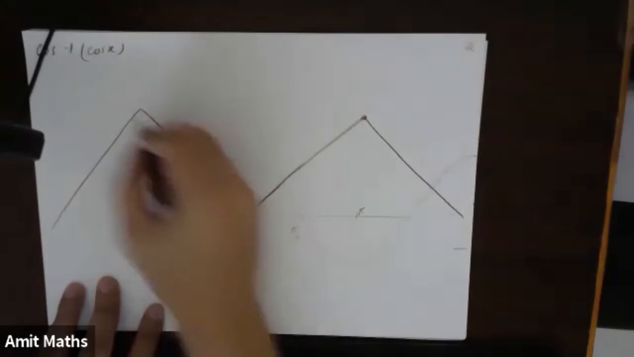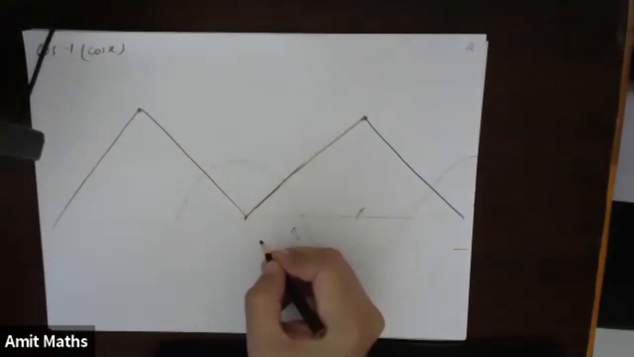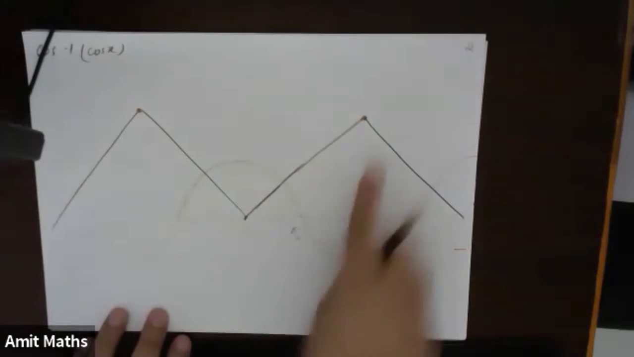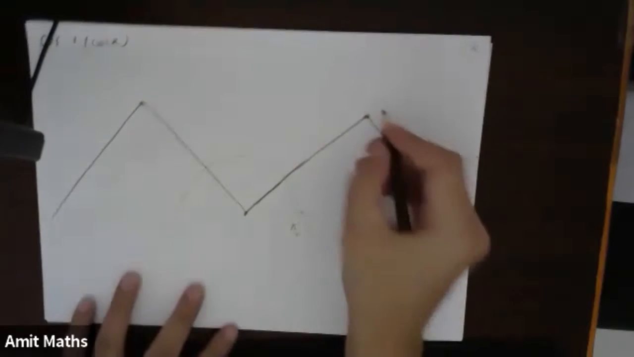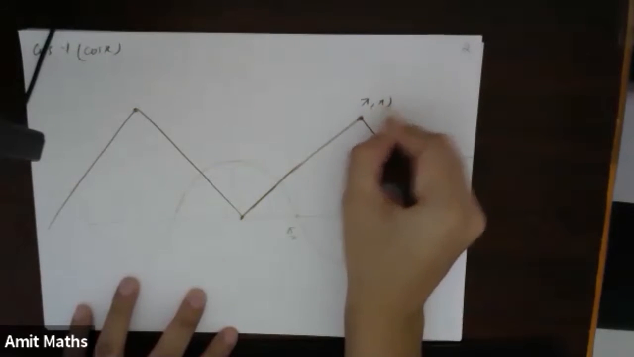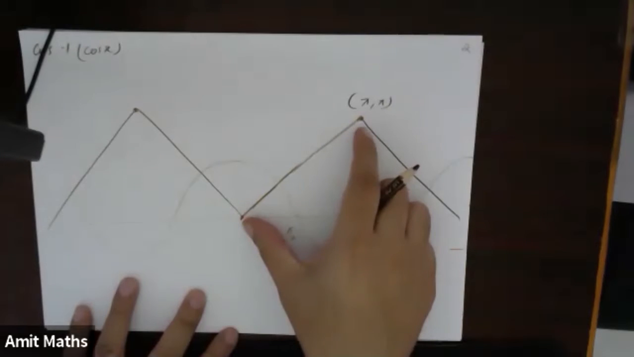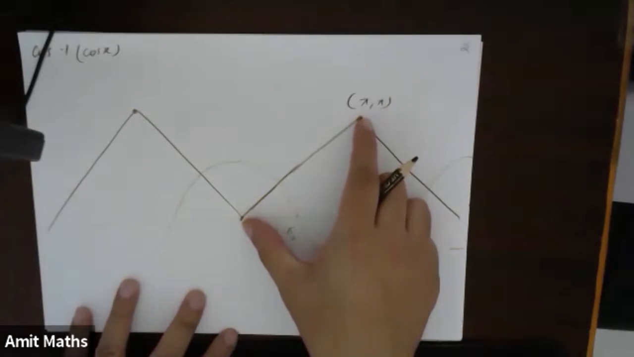I want you to mark these points. This point is very simple, right? I want you to mark these points. This point is nothing but pi comma pi. Very good. This point is nothing but pi comma pi, because this is simply y equals x.